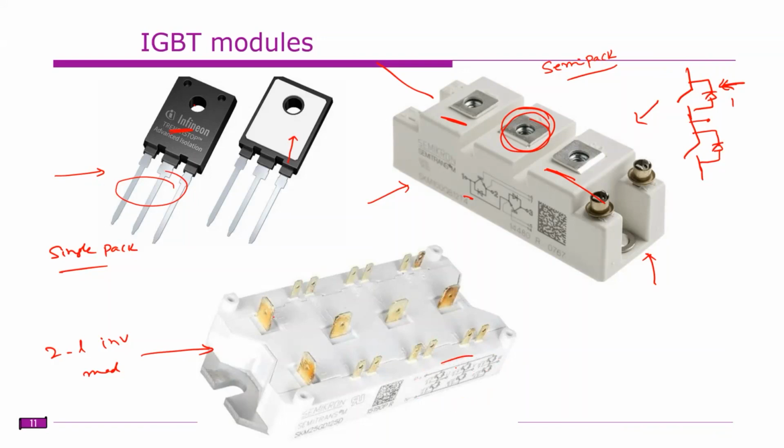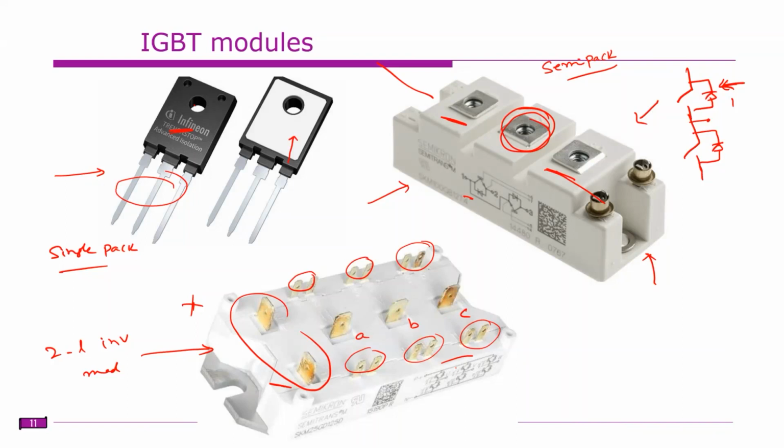These two are the DC terminals, plus and minus. We have the A phase output, B phase output, and C phase output, and these are for firing pulses. So this is a complete pack, or a complete two-level inverter pack.